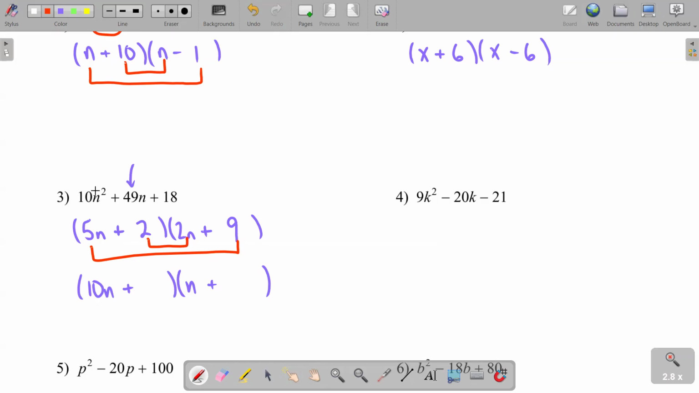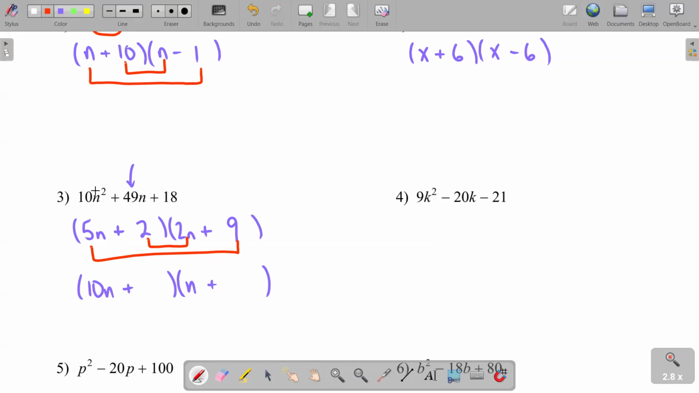So if you haven't figured this out yet, you will soon. And I told you the same thing in Algebra 1. Factoring starts as a guessing game and it becomes more of a science. The more you practice, the more you just develop a sense as to where things should go. Any questions on that?